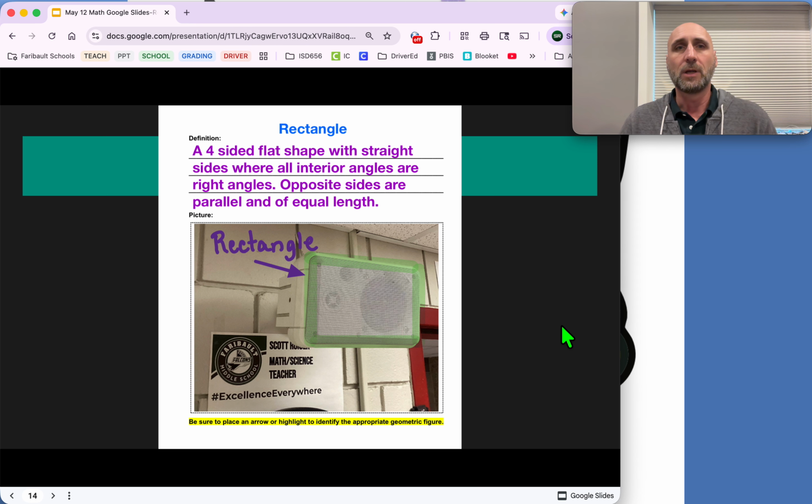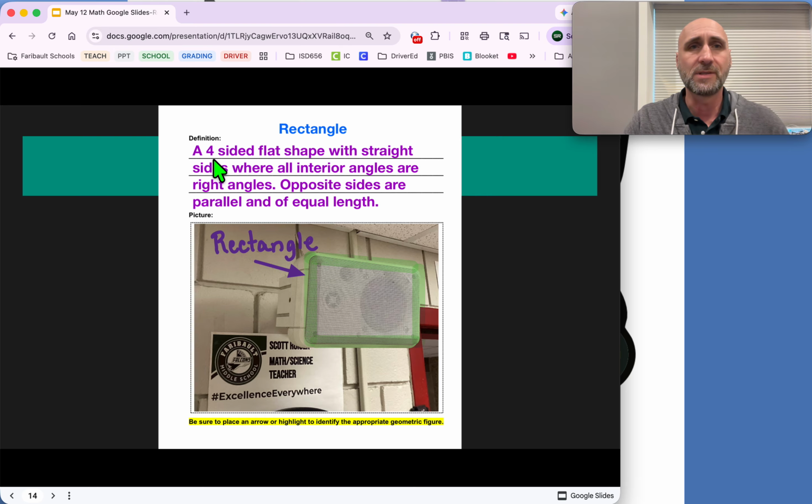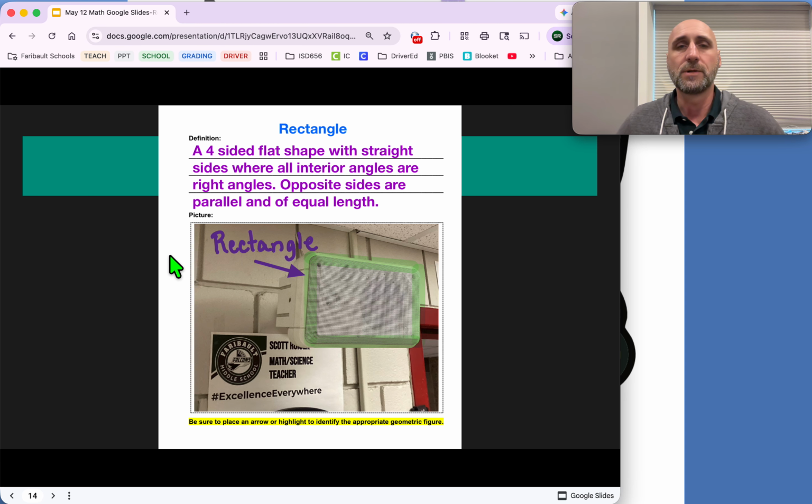So my example here, I'm just going to use rectangle. It is not one of your words, but I went and got the definition for it. Make sure it's in purple. Mine is in purple, like the expectations say. A four-sided flat shape with straight sides where all interior angles are right angles, opposite sides are parallel and of equal length. So I've got my definition in here, and all my other definitions are done, so I went out to scavenger hunt.